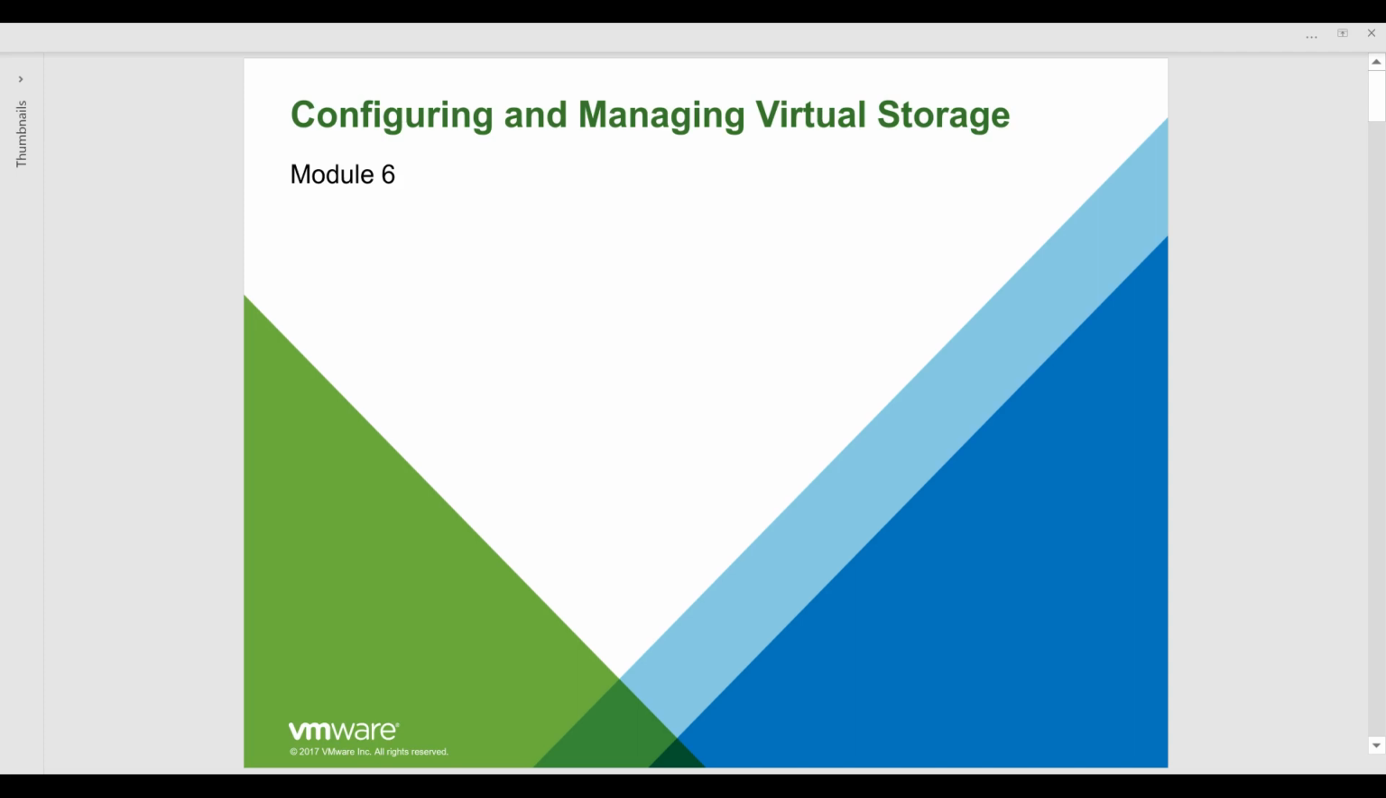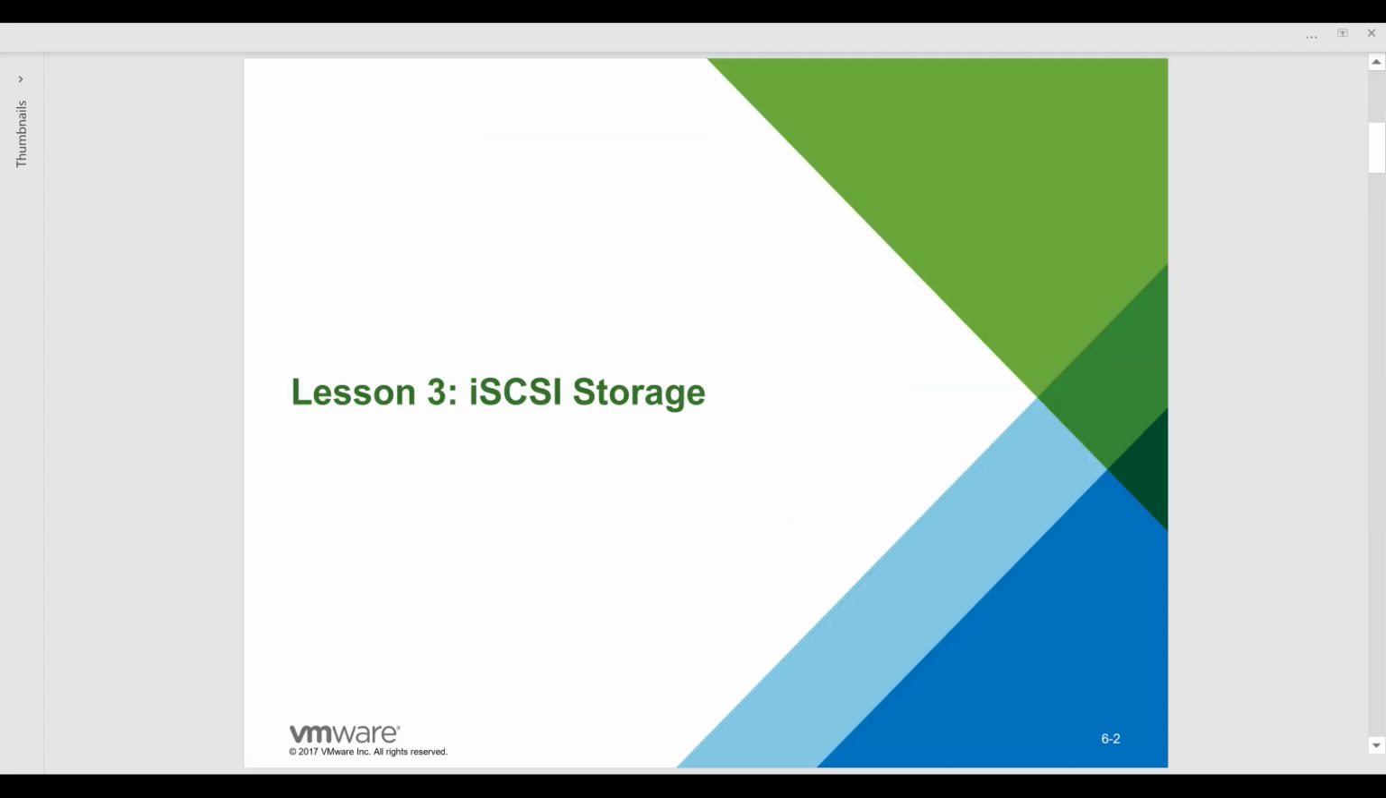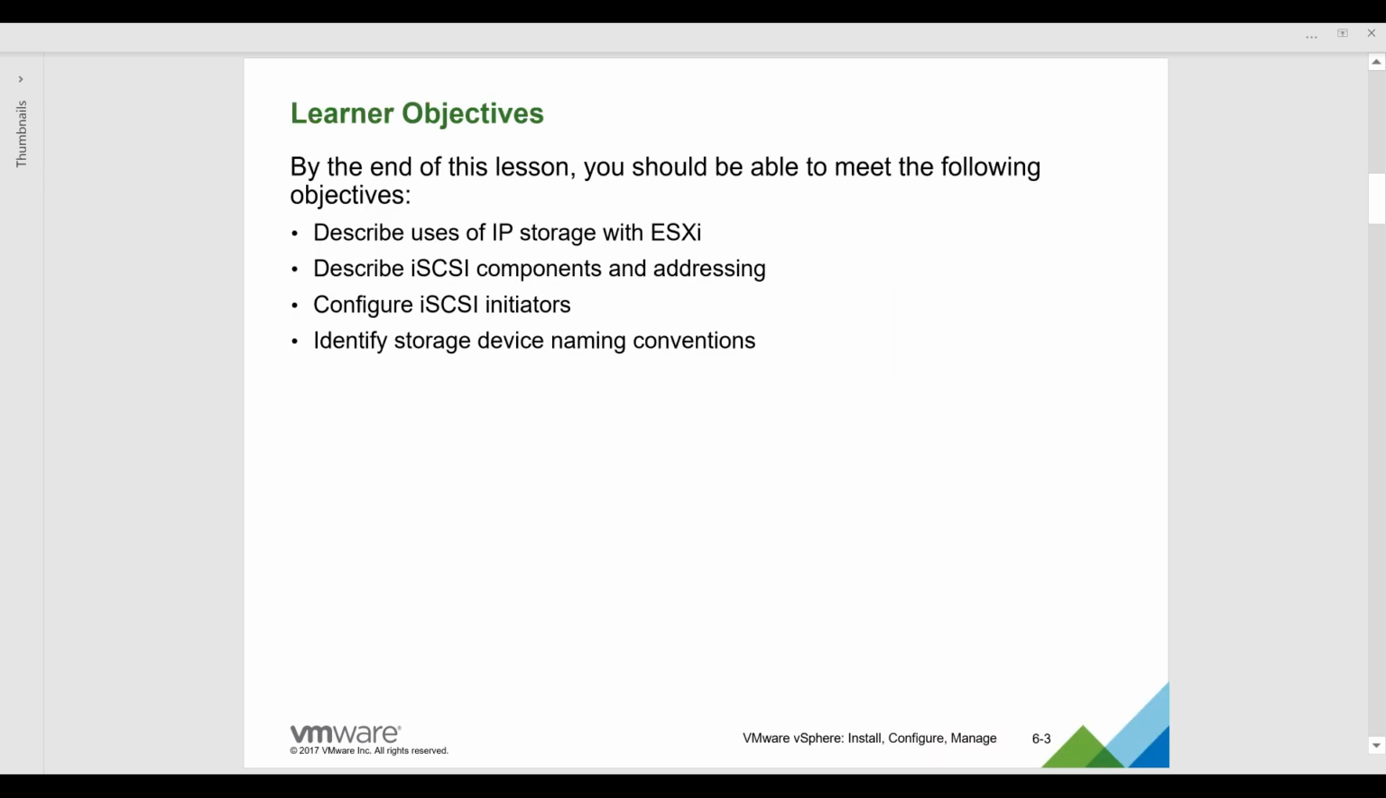Module 6, Lesson 3, iSCSI Storage. After this lesson, you should be able to describe uses of IP storage with ESXi, describe the iSCSI components and addressing, configure iSCSI initiators, and identify storage device naming conventions.